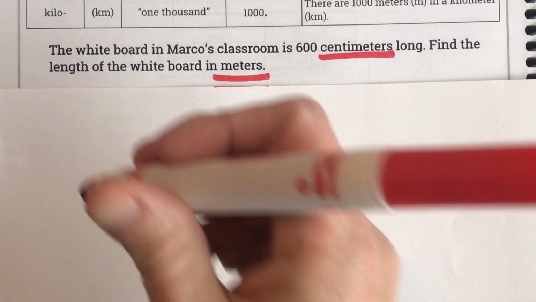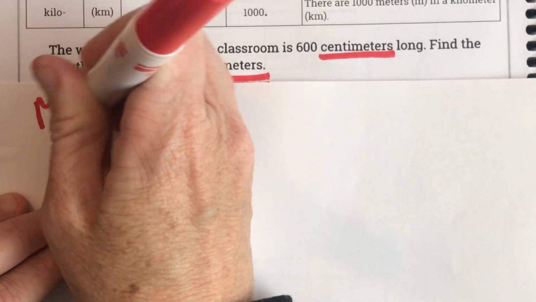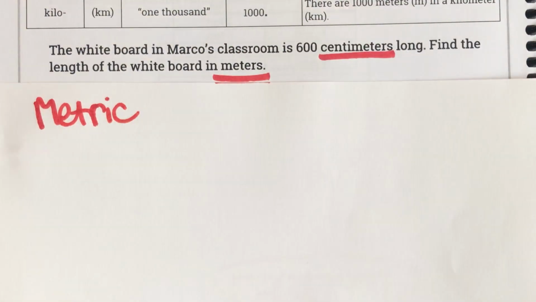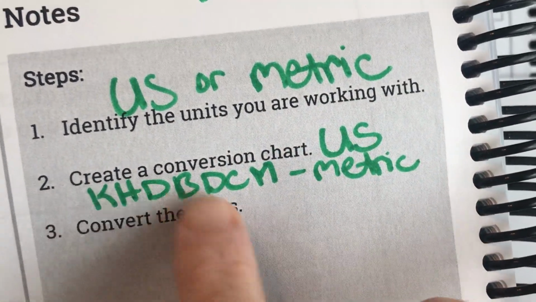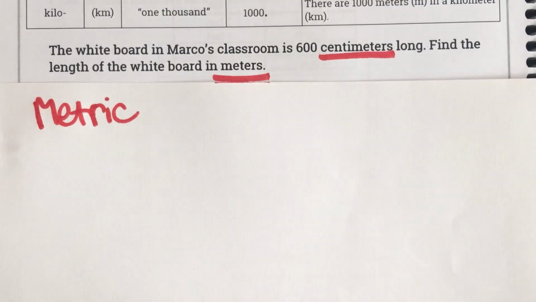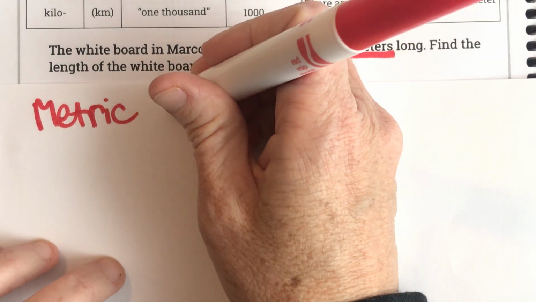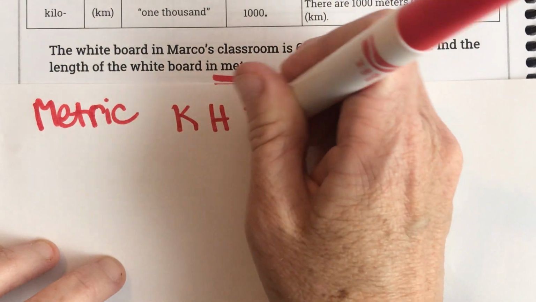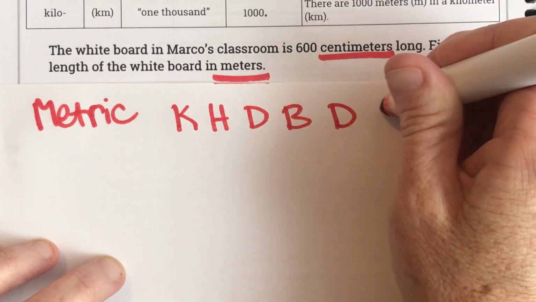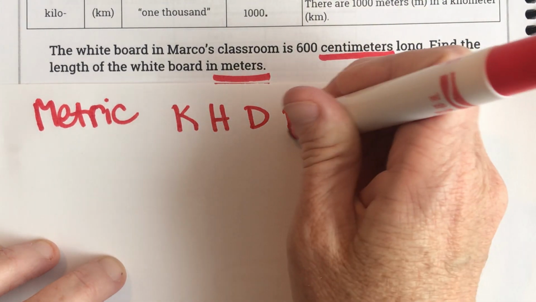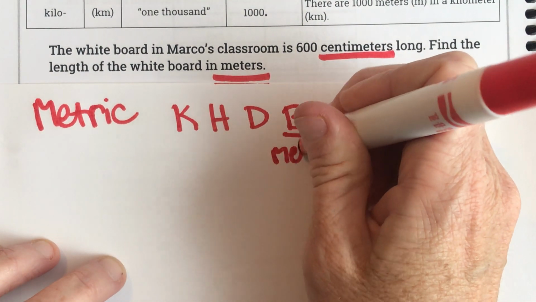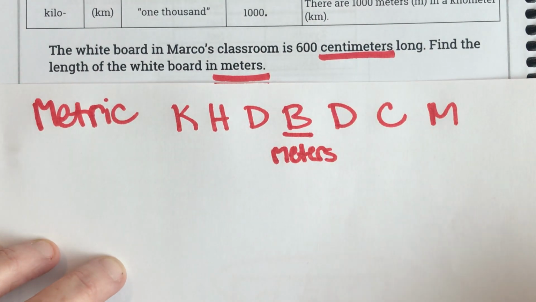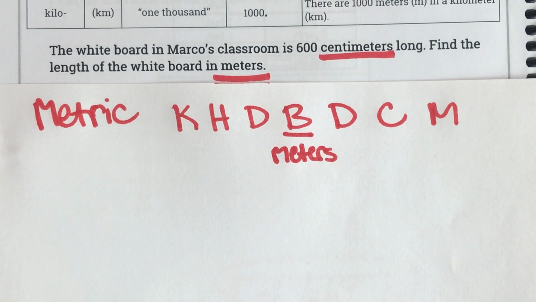Okay, so now that I know it's a metric system, let's see what I'm going to do next. Step 2 says, create a conversion for US or use King Henry died by drinking chocolate milk for metric. Okay, so let's do this. King Henry died by drinking chocolate milk. And my base measurement for this problem, remember my bases are meters, liters, and grams, but it's meters.